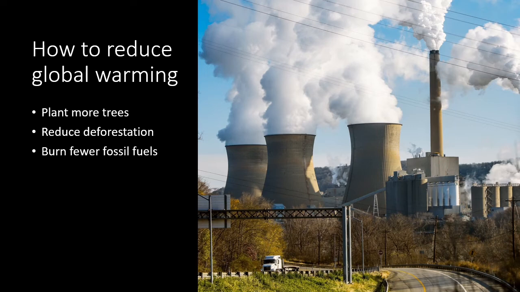That could be using public transport rather than using cars all the time. We're using a bike and walking somewhere instead of using your car. All different ways in which we can try and reduce the amount of CO2 going into the air. So that's a bit about the carbon cycle.